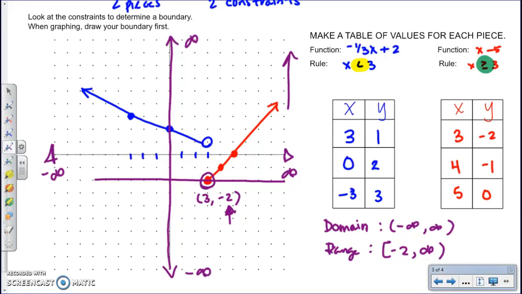Again, if you're looking at this hole here, yes, there is a hole there, but do you see it is picked up here? It's included in this graph here. So there are no holes in the vertical aspect of our graph.